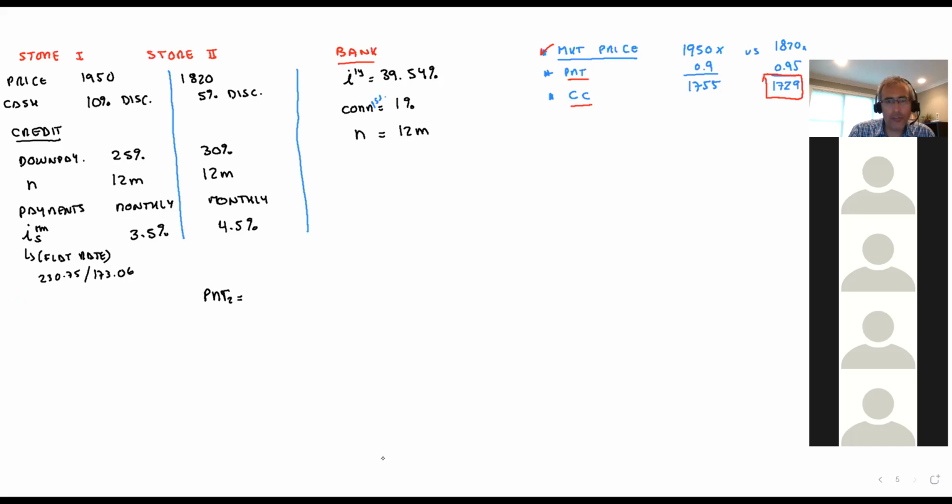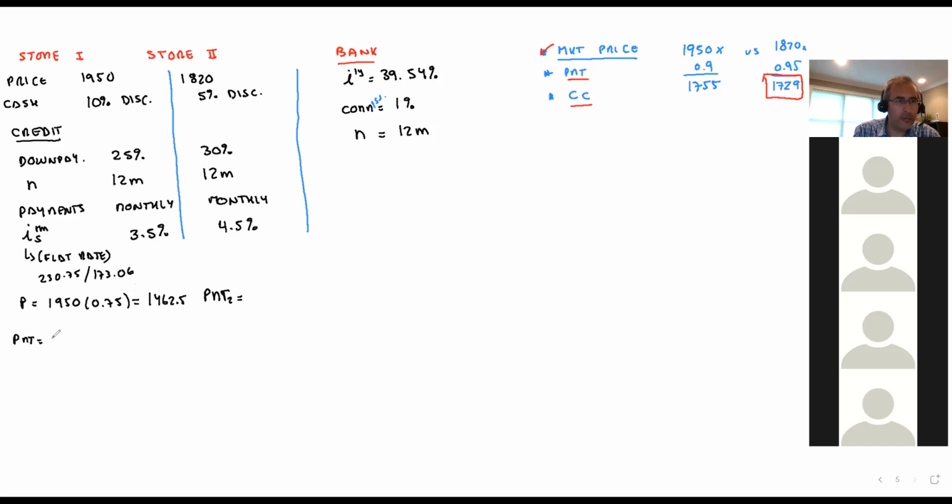First of all, I need to know how much money I will have as credit. So my credit, my P, is going to be simply 1,950 times 0.75, right? Because I need to do a down payment of 25%. So what I will get as a loan is 1,462.5.